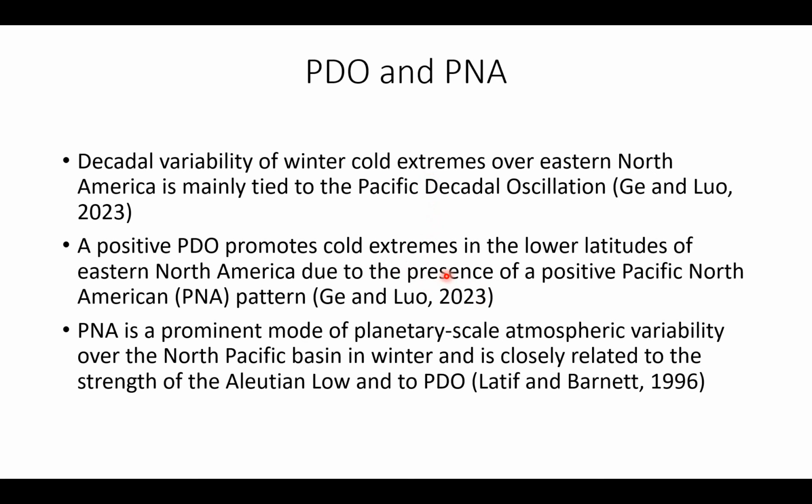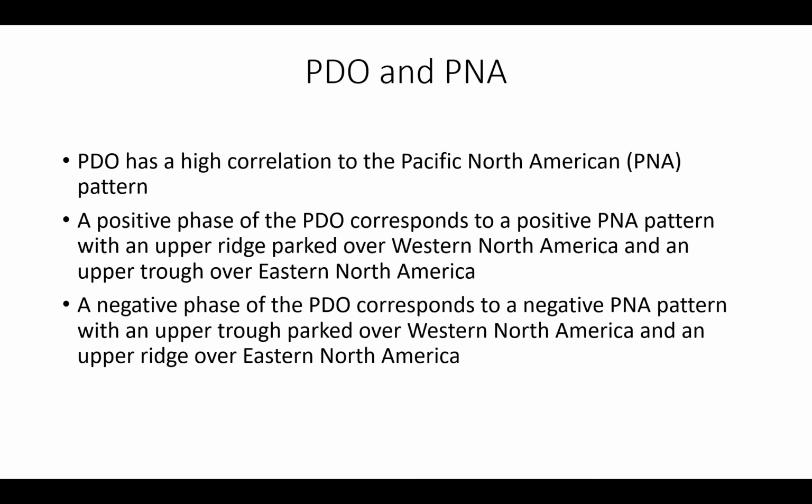We talked about cold extremes in the lower latitudes of eastern North America. It's due to the presence of a positive PNA pattern combined with the positive PDO. I'll show you some examples in a moment of the combined effects. Additionally, the PDO has a high correlation to the Pacific North American pattern, the PNA pattern, kind of what we've already talked about.